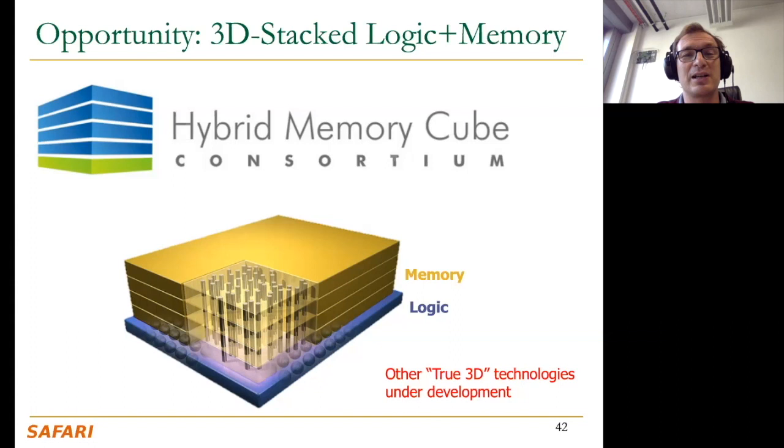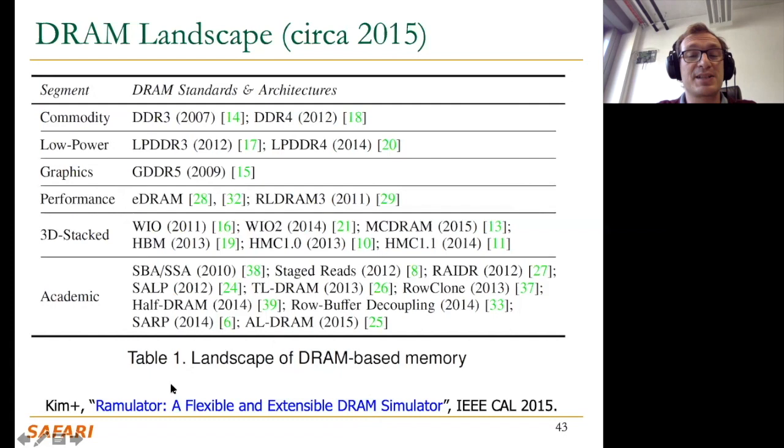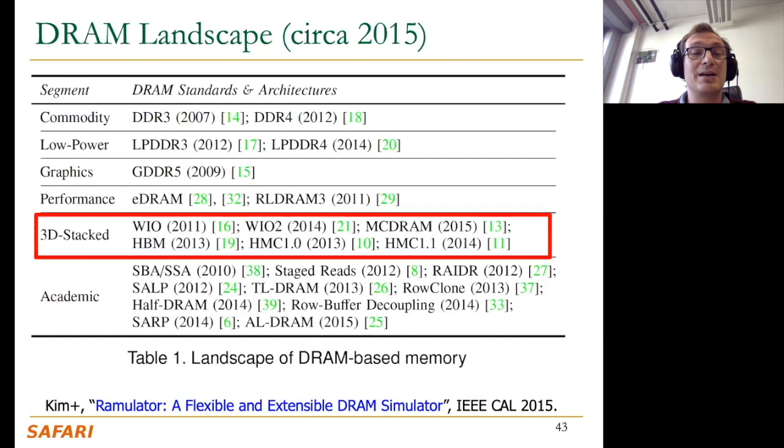And this is actually from our Ramulator paper. This is the Ramulator simulator that we released to the community in 2015. And you're going to actually use it in one of your labs in the future to implement various things. But basically, at the time we wrote this paper, we surveyed what kind of DRAM exists. And our goal was to have a simulator that can simulate many, many different types of DRAM. Clearly, there are different types of DRAM: commodity, low power, graphics, and high performance. But clearly, you can see that there are a lot of 3D stacked DRAMs also. Some of them are for low power devices. Some of them are for high performance devices. For example, MCDRAM.